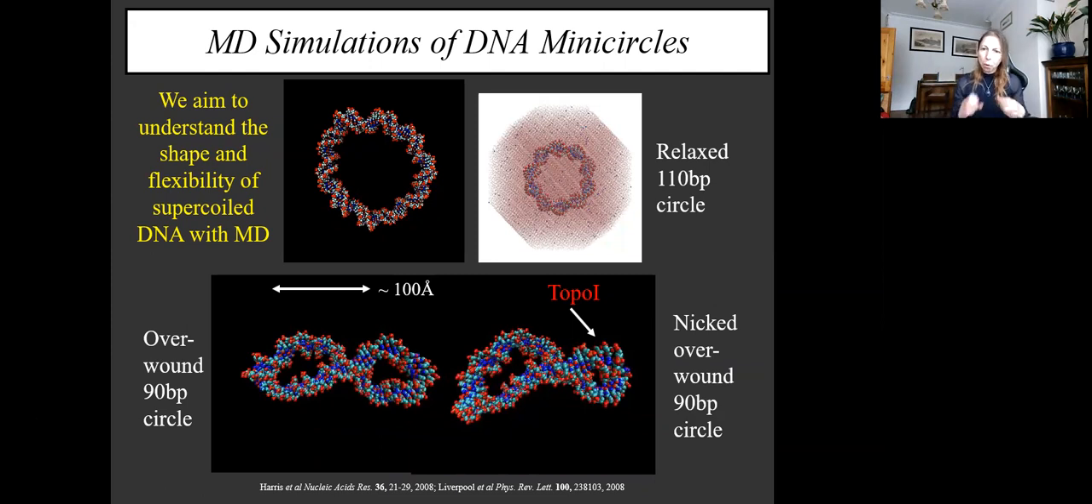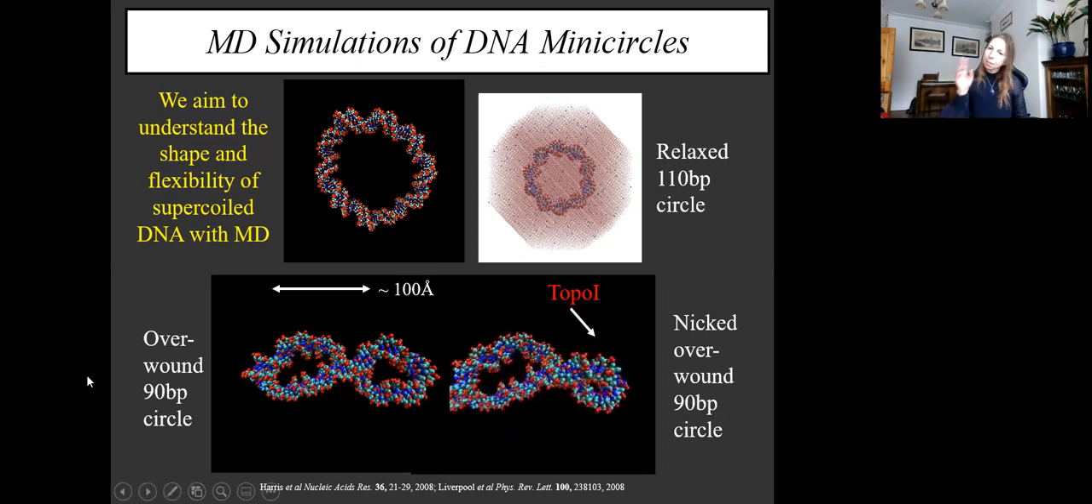The importance of this sort of superhelical stress is emphasized by the fact that prokaryotes and eukaryotes alike all have an ensemble of molecular machines responsible for controlling the levels of supercoiling. And topoisomerase 1 controls supercoiling by making a nick in one of the DNA strands. And I can mimic that here.